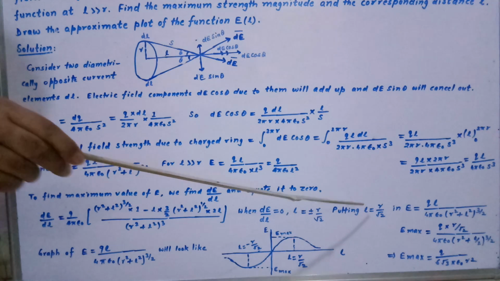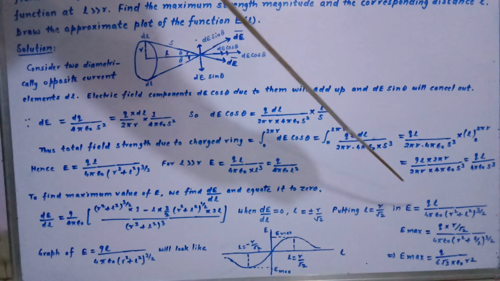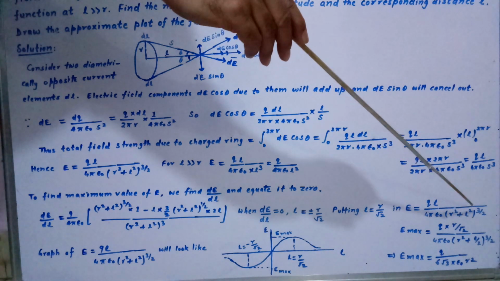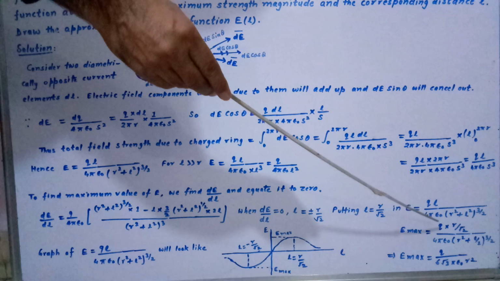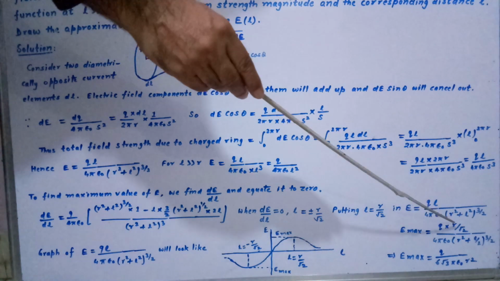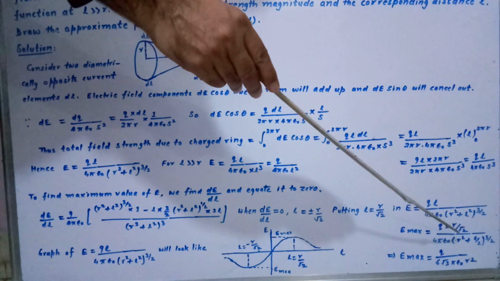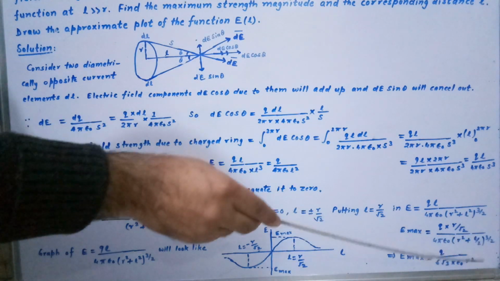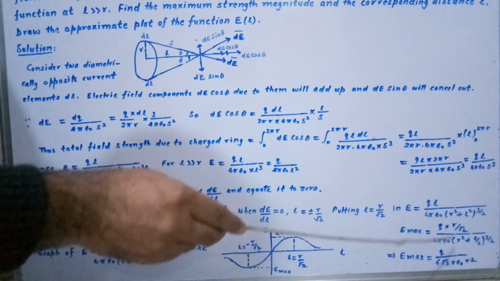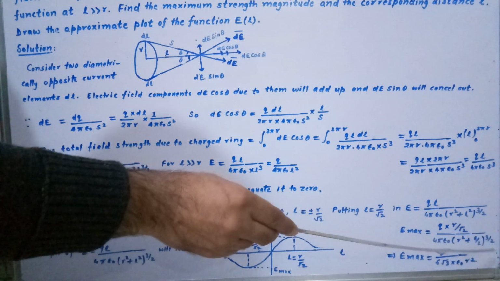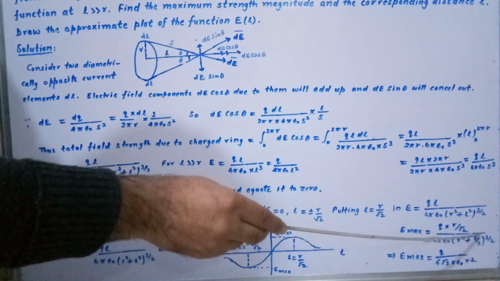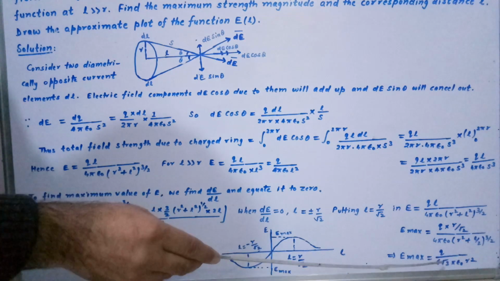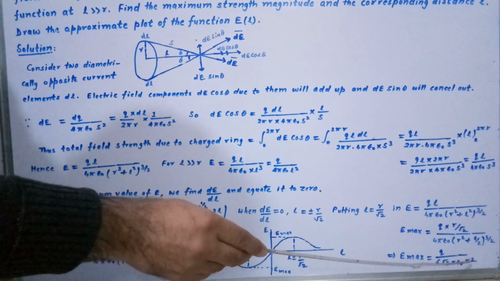So we put this value of L as R by root 2 in E equal to QL divided by 4 pi epsilon naught, R square plus L square, whole power 3 by 2. So after putting the value, we get E maximum equal to Q times R by root 2 divided by 4 pi epsilon naught, R square plus L square, where L is R upon root 2, so that will become R square divided by 2, whole power 3 by 2. On simplifying, we will get E max equal to Q divided by 6 root 3 epsilon naught times R square.